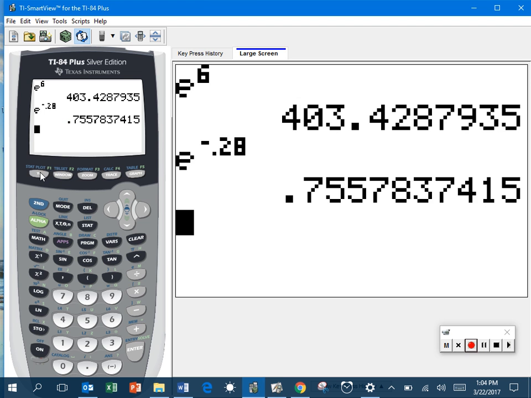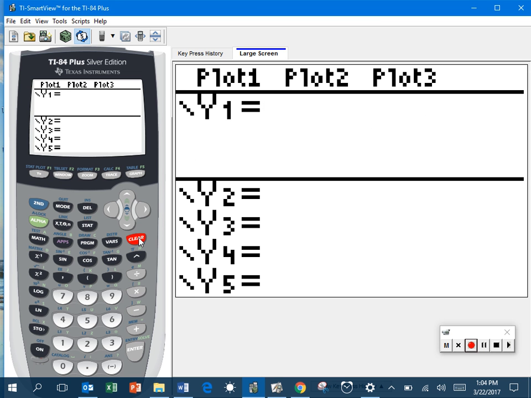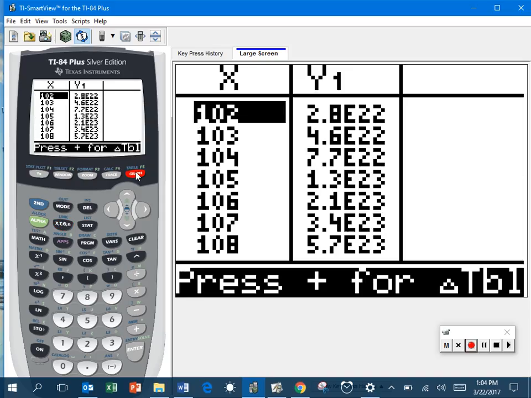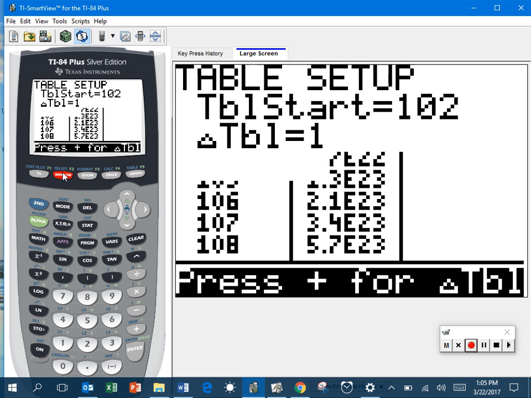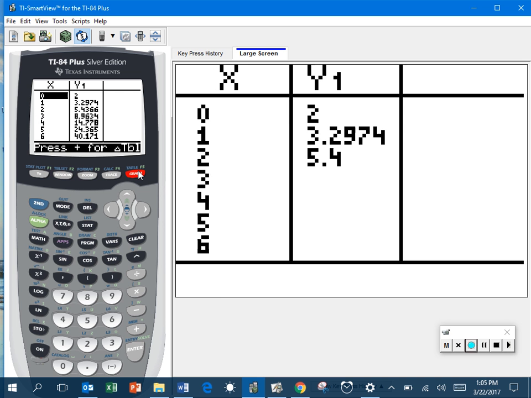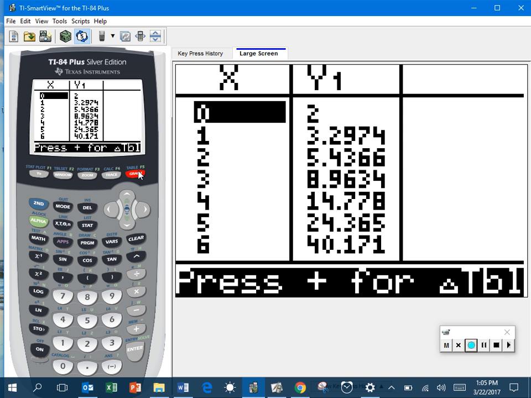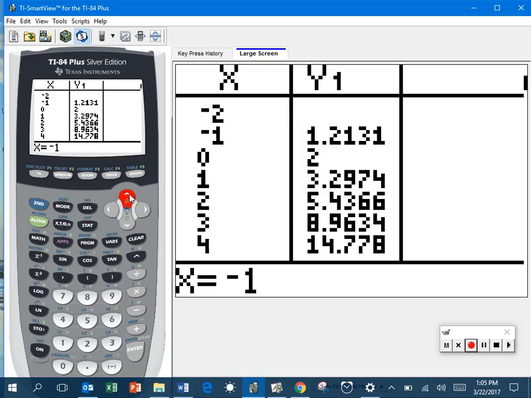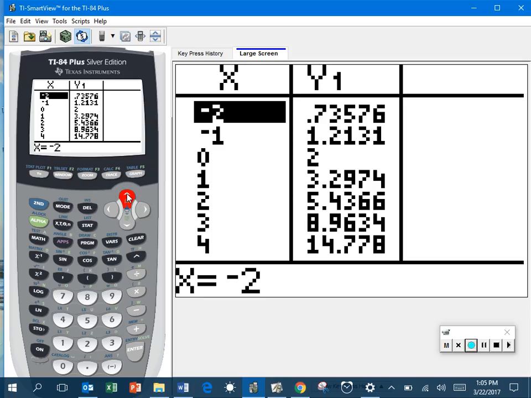So I'm going to go ahead and go to my y equals. I'm going to type this in, 2e to the 0.5x power. I'm going to go to my table. Now I'm going to quickly go back and just go to my table set because I want to go back to 0 here. I don't want to take time scrolling. Back to my table. There we go. Now I'm going to scroll up a little bit, and I'm going to start with negative 2.